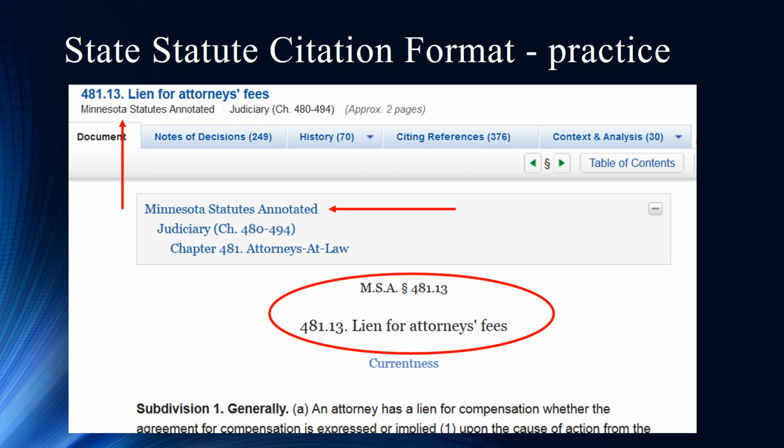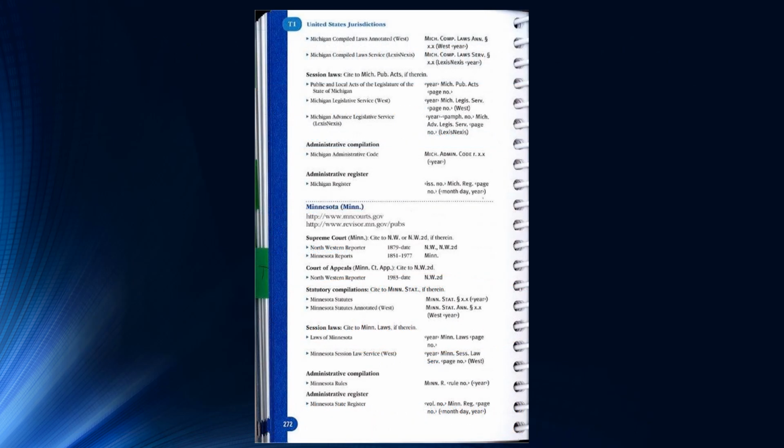Let's do some practice on state statutes together. Here is a screenshot of a state statute from Minnesota. Look at the 3 different places to gather information. The statute allows for liens for attorney's fees from the Minnesota statutes annotated. In Table 1, find the information for Minnesota. On that page, underneath the statute section, you will see that the abbreviation for Minnesota statutes annotated is Minn. Stat. Ann.